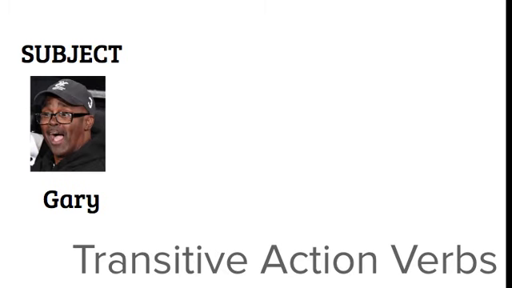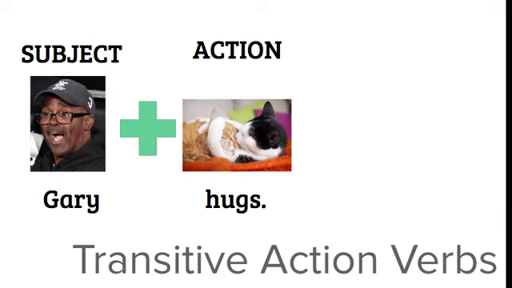Okay, so let's say we've got our subject. How about Gary from Chicago? And Gary does something. Let's say that Gary hugs. So Gary hugs. That's a complete thought. It's a subject, it's a verb, it could stand on its own. But sometimes we have more information than just the subject and the verb in a sentence.